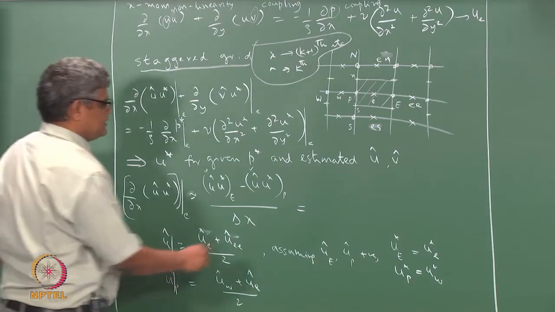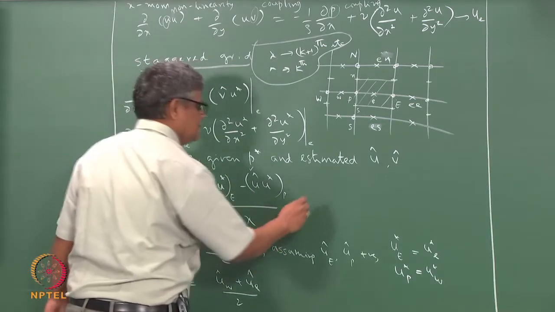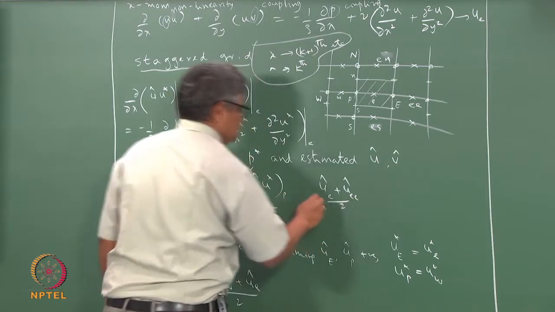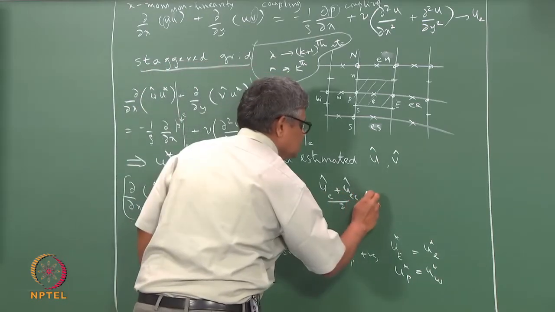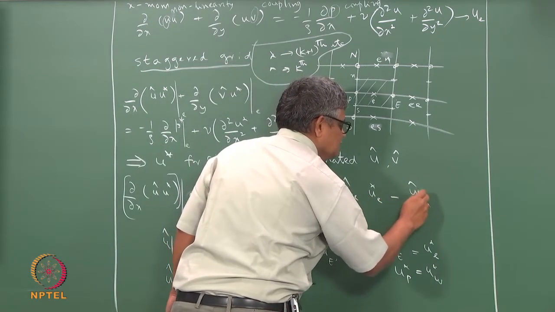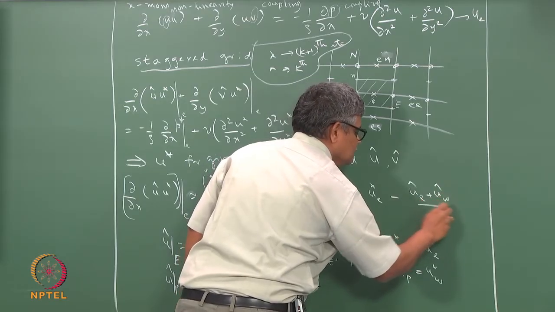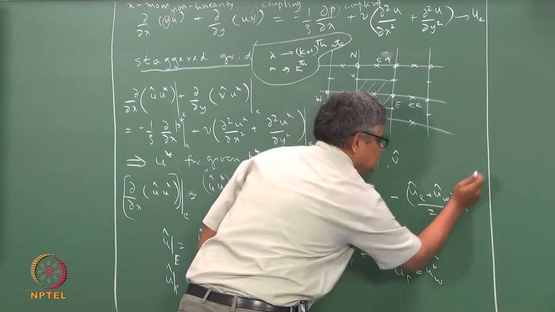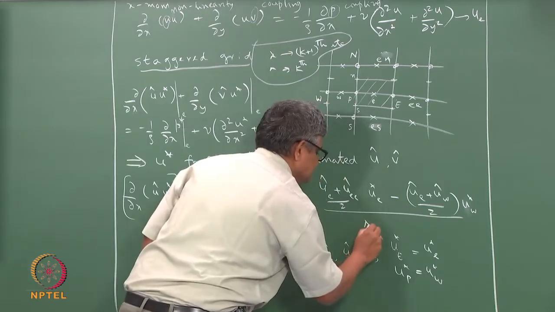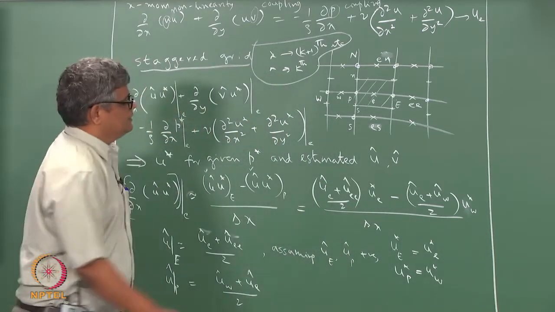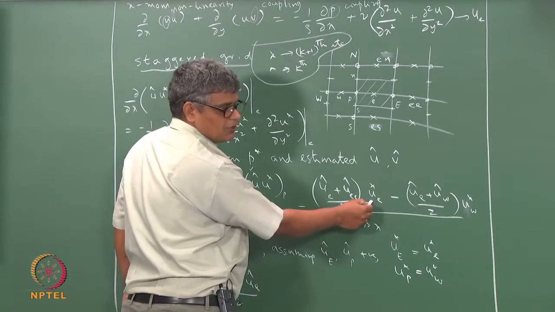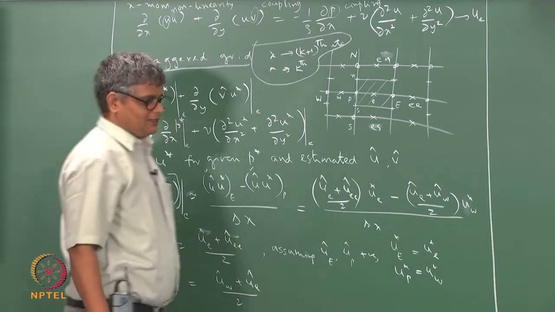In this way we can fix this, and we can write this as (u hat E plus u hat EE) by 2 times u star of E, minus (u hat E plus u hat W) by 2 times u star W, divided by delta x. This is a known value, this is a known value, this is what we are trying to find out, and this is the neighboring value that is coming here.